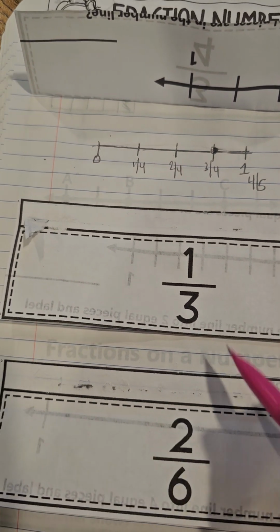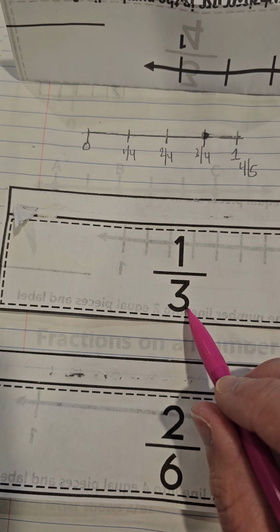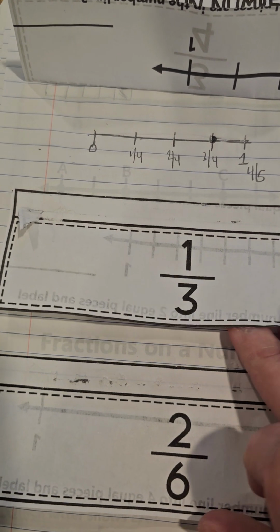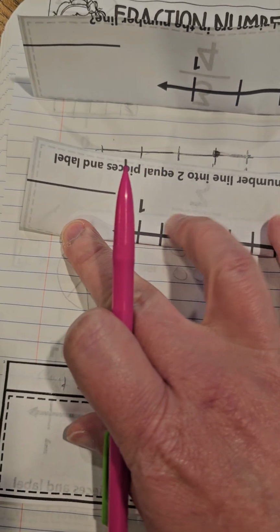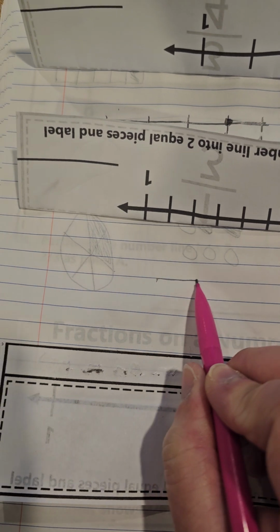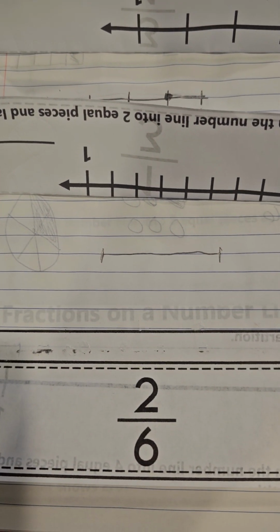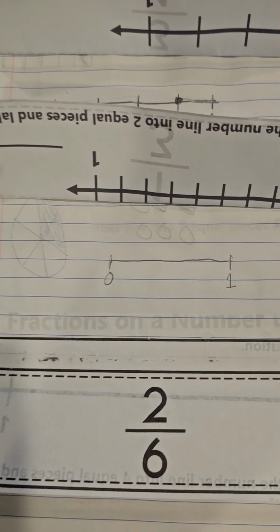Next one, 1/3. The bottom number, remember, tells you how many total equally divided pieces you need. Alright, so draw your number line. The ends of your number line. Remember, it goes to 1. This one starts at 0.